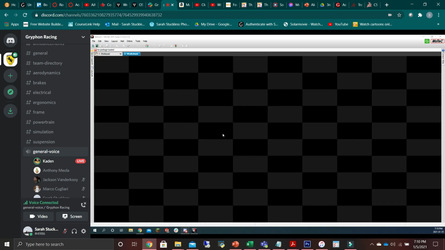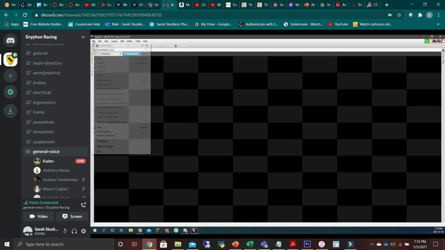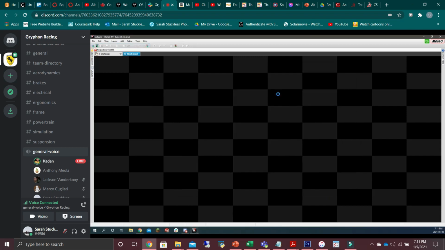I'm not going to be going through the tuning because I don't have a running engine, but I've gone through a lot of the setup for the engine. So I'll be showing you all that stuff. So we open the package. That's just whatever file it is. It's this one.